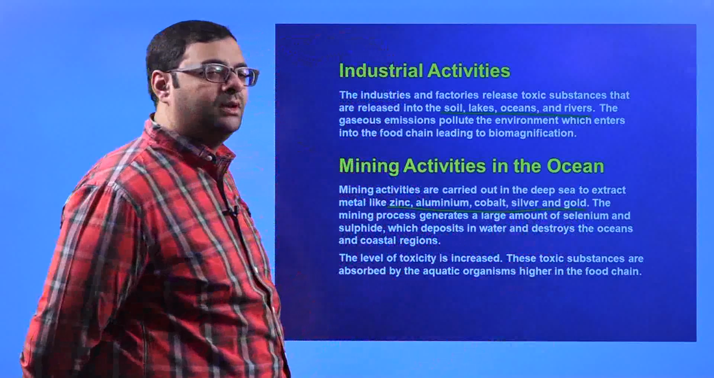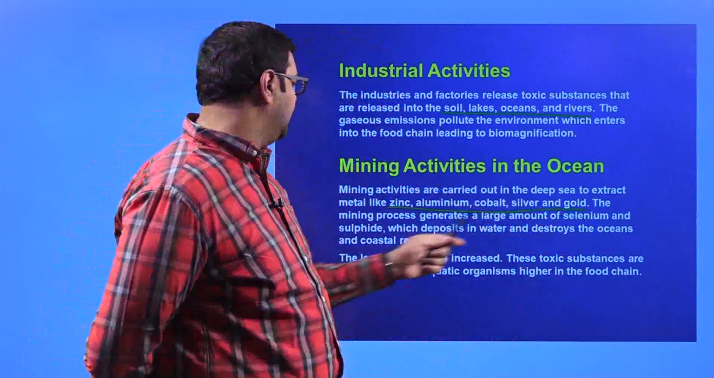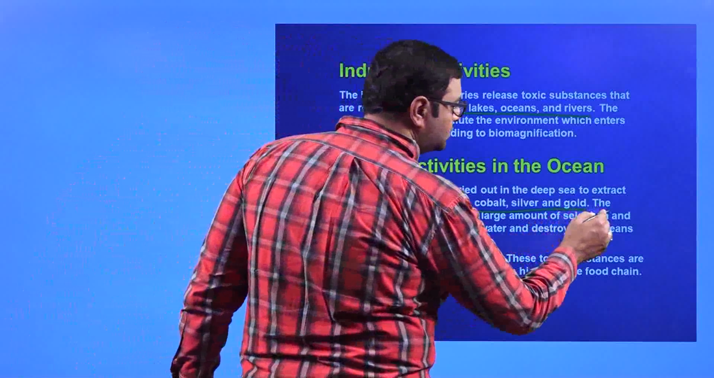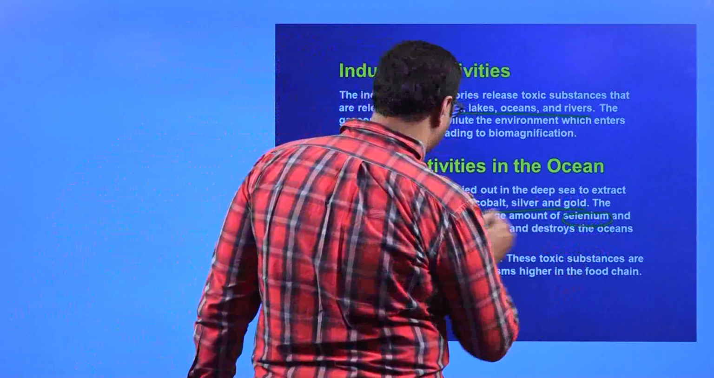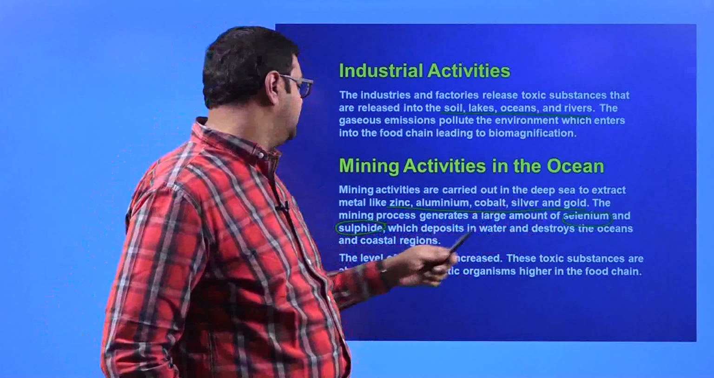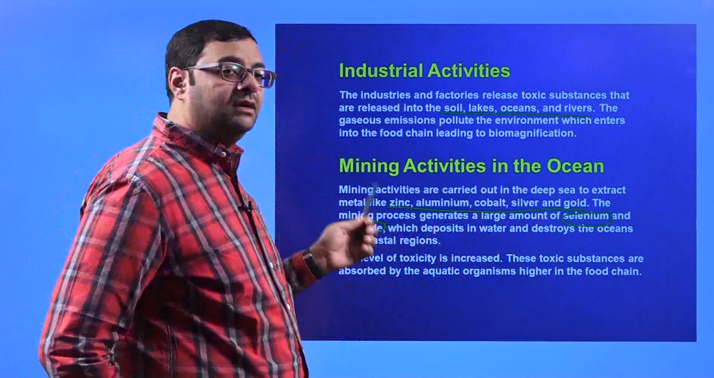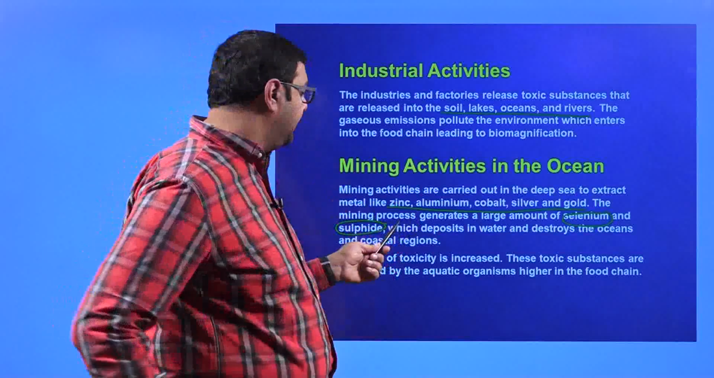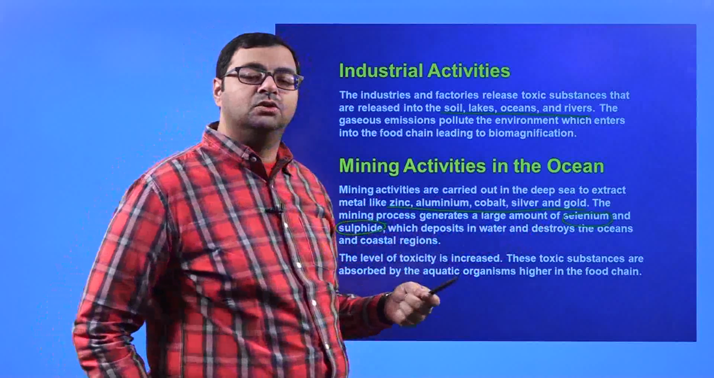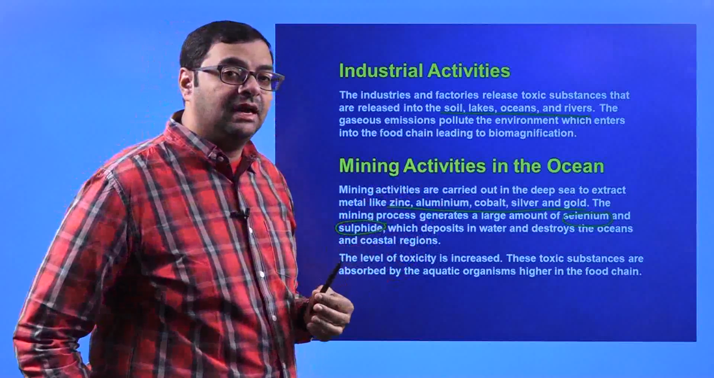Okay, right? So when mining is done for these metals, the mining process generates a large amount of selenium and sulfide. Yes, it is true. Mining generates selenium and sulfide, which get deposited in the water and destroy the oceans and the coastal regions. So selenium and sulfides are very, very dangerous in nature.